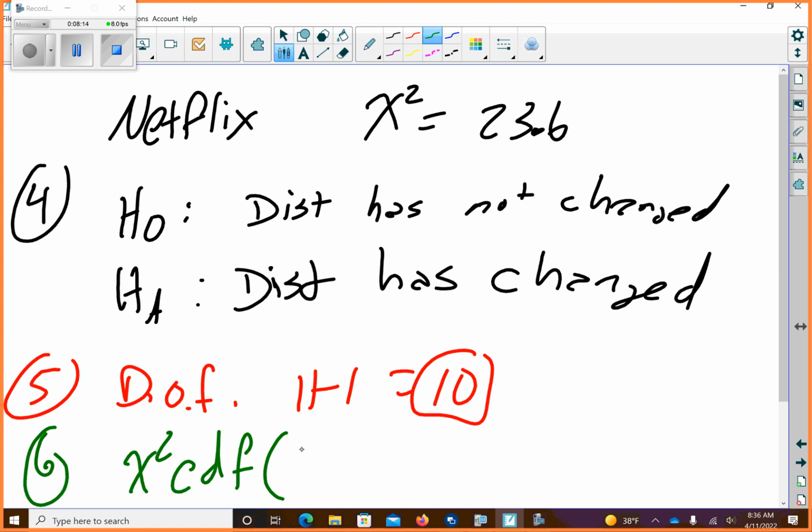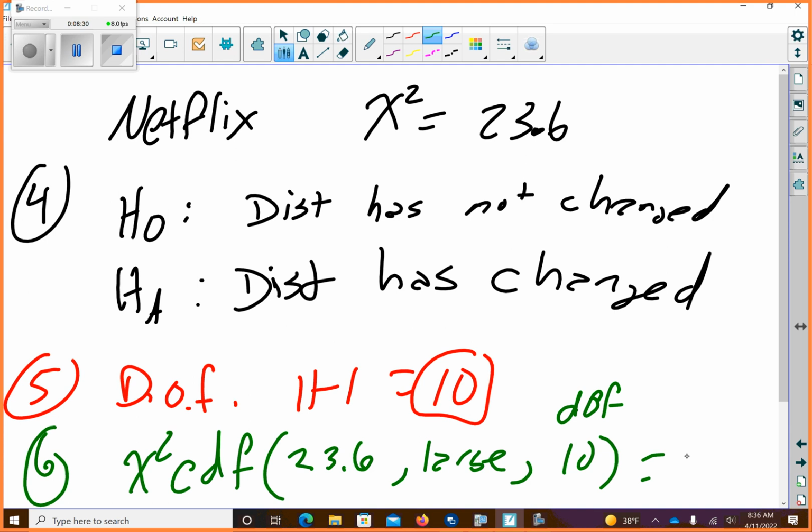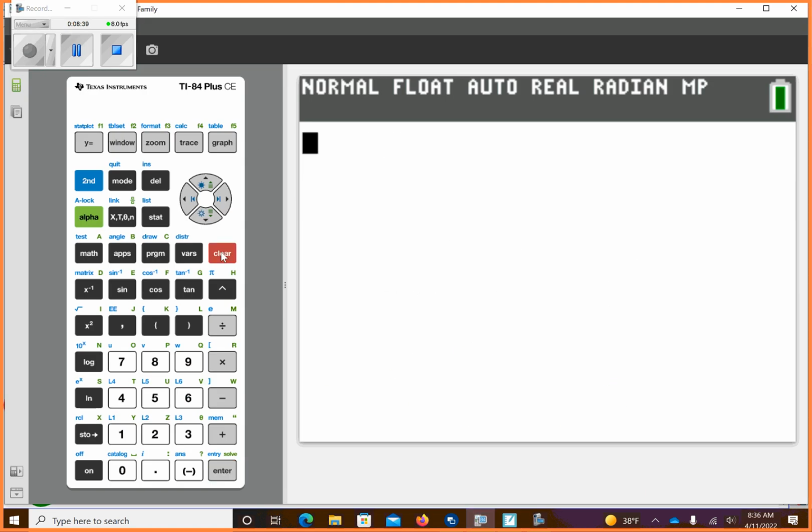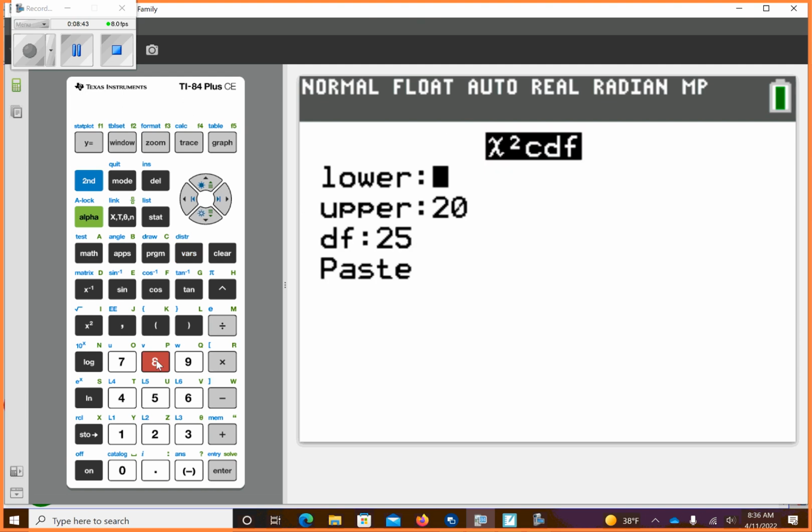So we're looking at, they told us 23.6 is what we would have gotten with our chi-squared. And we're going to do some large number here. And then our degrees of freedom, which is 10. So if we plug this into the calculator, we should be able to get some sort of number. Hopefully. Clear.